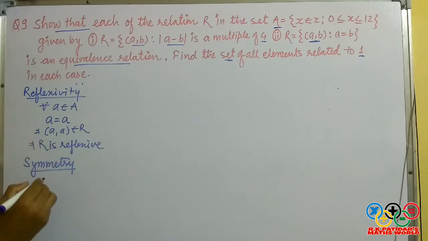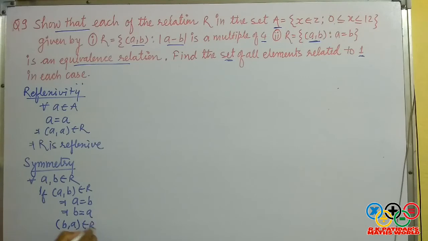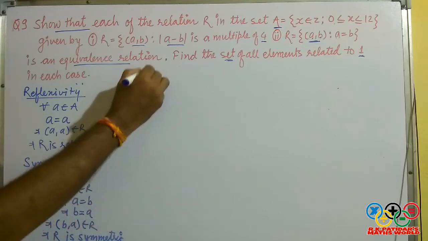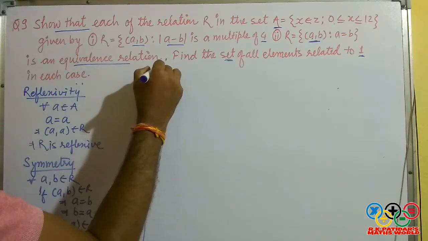Secondly, we have to check symmetry. So we take A and B belonging to R. If (A, B) belongs to R, this implies A is equal to B. If A is equal to B, then B is equal to A. And if B is equal to A, then according to the definition, (B, A) belongs to R. So here (A, B) belongs to R, and we proved that (B, A) belongs to R. This implies R is symmetric. Yes. Next one, transitivity.